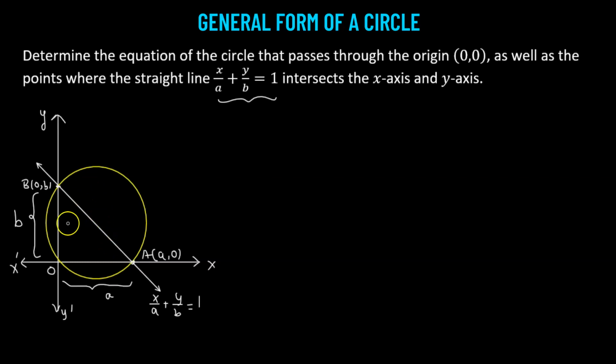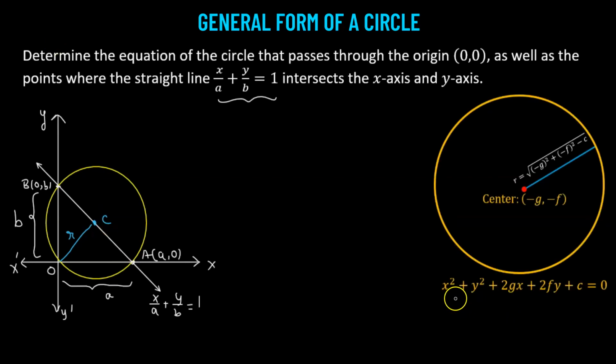Now, whenever we are given a circle and we need to find its equation, there are a few things that we need to obtain. One will be the coordinates of the center of the circle, and also we'll need the radius of the circle. Let's first try to find the center C. We'll use the general equation of a circle, x squared plus y squared plus 2gx plus 2fy plus c equals 0, which has three constants g, f and c. The center of the circle has the coordinate (negative g, negative f), and the radius is given by this particular formula.